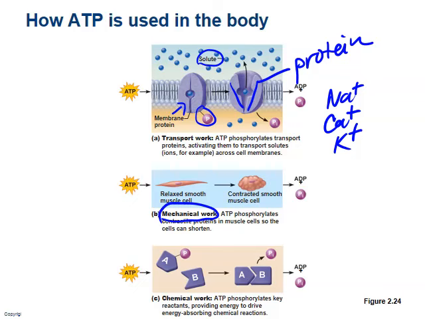We'll see how ATP actually causes muscles to contract. And then we can see chemical work. This is basically, they're showing you an example of an enzyme, right? So what can ATP do? It can cause two monomers to be joined, or to create a chemical bond between two monomers and create a polymer.